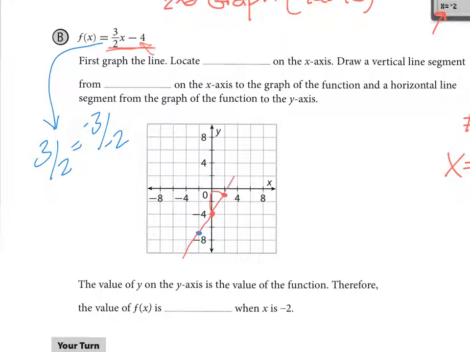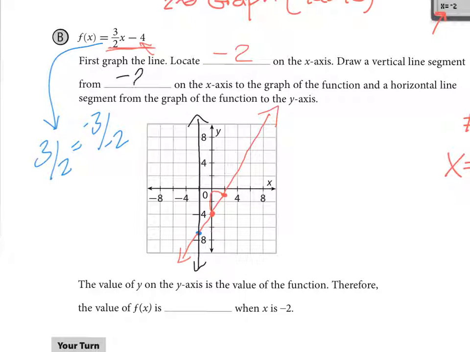Now, I'm not using a ruler. I would suggest to you to use a ruler so that you can find the values. So in this case, it says we want to locate -2 on the x-axis. So if I locate -2, that would be right here. It says draw a vertical line segment from -2. So we find -2, which is right here, and we draw a vertical line segment. Vertical means up and down, so we go down.